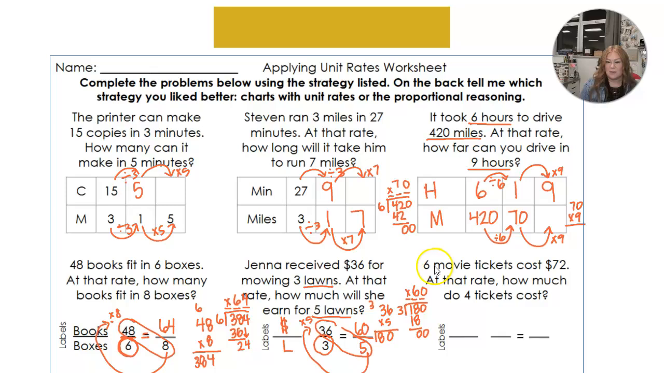Okay, our last problem here. We have 6 movie tickets that cost $72 at that rate. How much do 4 tickets cost? We need to start with our labels. So the things we have are movie tickets and money. So I'm going to put T for tickets, so I don't get it confused for M, money. And I'm going to put a money sign. So we have tickets and money. And I have tickets on top. We have 6 tickets for $72. And I'm trying to find out how much 4 tickets cost, and that's going to go on the top because that's where we put tickets.